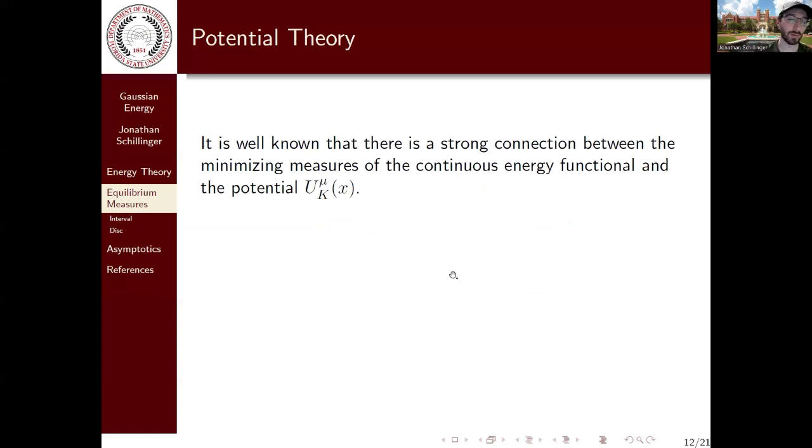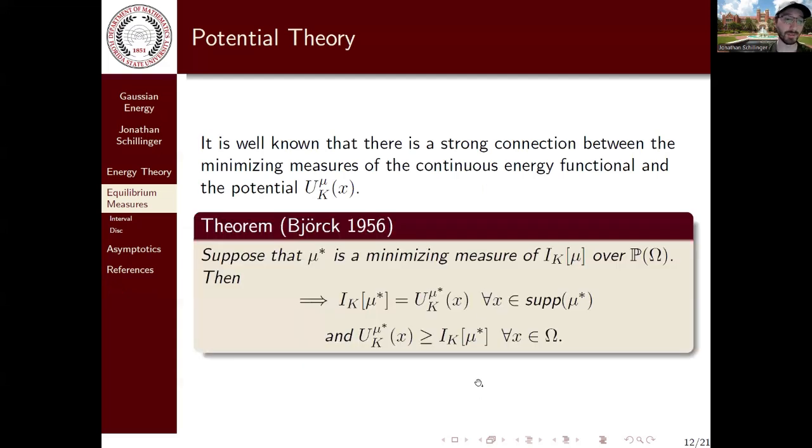So in order to do that, you need to know a little bit of potential theory, really just this one result from Björck in 1956, which is the minimal measure. If you look at the potential function of the minimal measure, it is going to be constant on the support of that measure. And that constant is your energy because we're looking over probability measures. And as soon as you leave the support, this potential function can only ever go up. It can only ever increase. And this is a necessary condition for a measure being optimal.